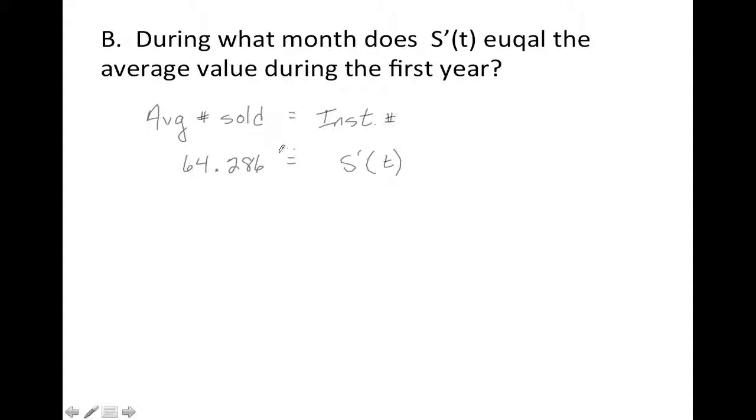All right, so this is something we could solve on our calculator if we wanted to do that instead. On the AP exam, as long as you would be showing that you're setting your derivative, whatever that is, equal to that 64.286, that's fine to let the calculator do all the work. All right, so let's go back to the calculator.